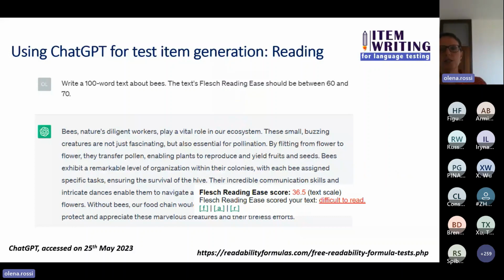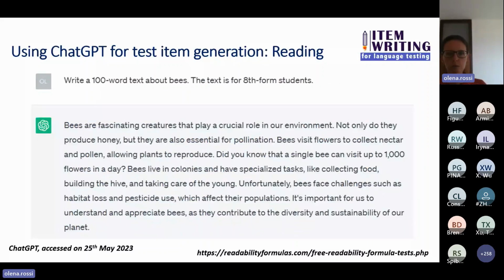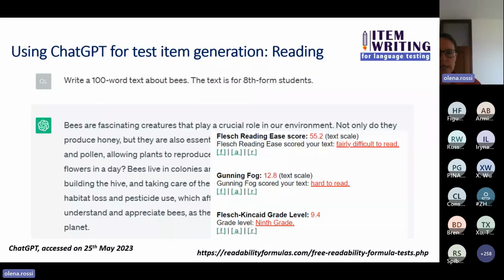So what if instead of telling ChatGPT the desired Flesch score, I tell ChatGPT who the text is for? Here is my other attempt. Write a 100-word text about bees. The text is for 8th form students. When I checked the readability, I found that it's still a bit more difficult than I asked for, but it's much closer to what I want than the original version it produced, because it's suitable for the 9th graders. Lesson learned. It seems that GPT understands the text audience, but not CEFR or readability levels.